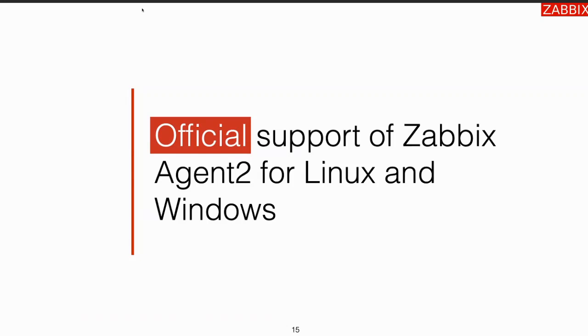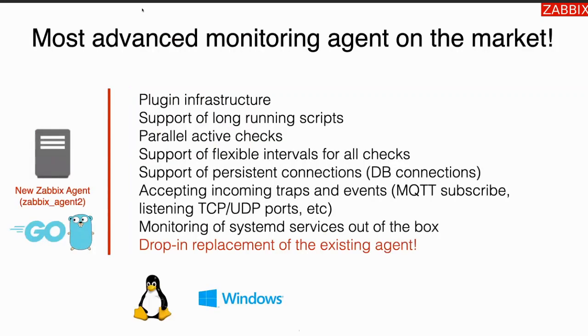Zabbix 5.0 comes with official support of the new Zabbix agent, Zabbix Agent 2, for Linux and Windows platforms. I think this is great news for all of us, because I really believe that our new Zabbix agent is one of the most advanced monitoring agents on the market. It does support plugin infrastructure. It supports long-running scripts, parallel active checks, parallel passive checks, support of flexible intervals, support of persistent connections. It may accept incoming traps, events, anything you may imagine. It's all supported by the new Zabbix agent, and it's great that now it is officially supported for Linux and Windows.